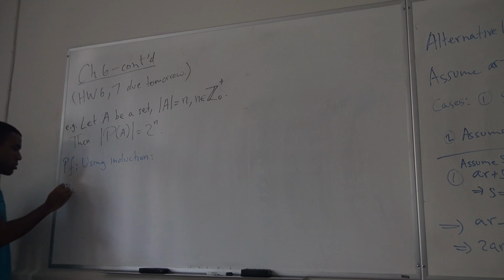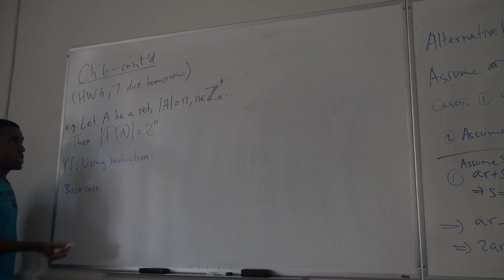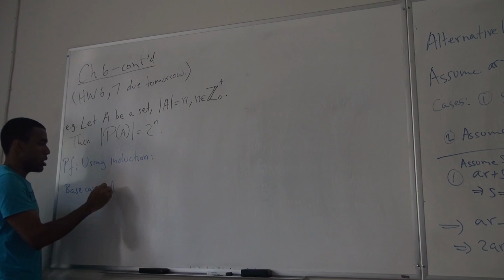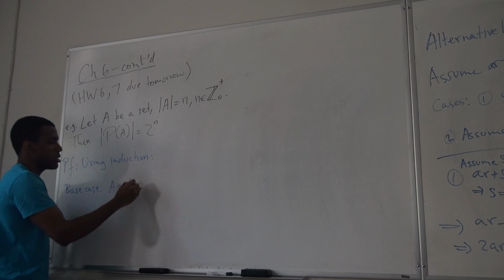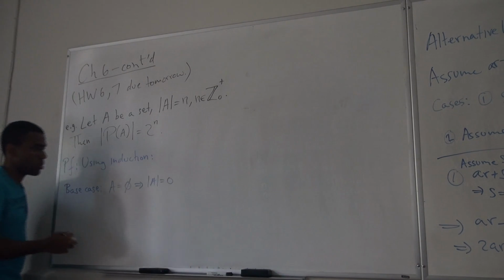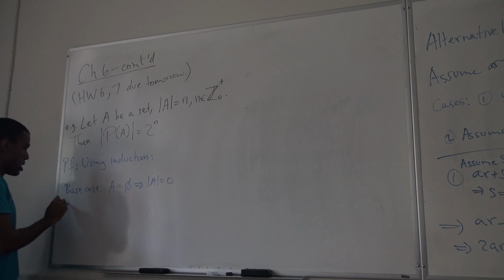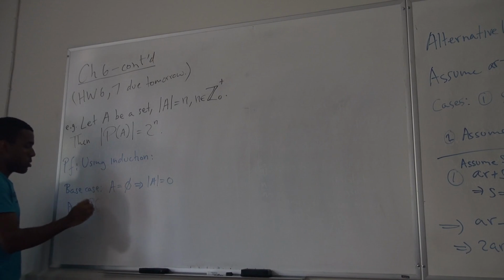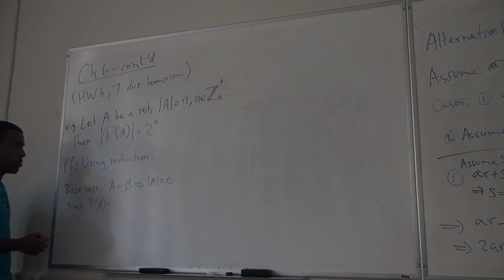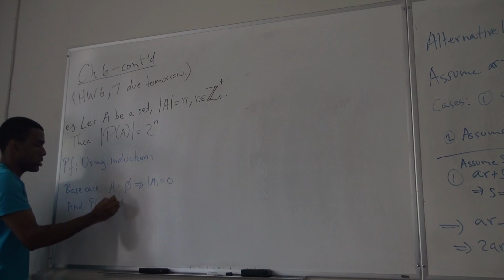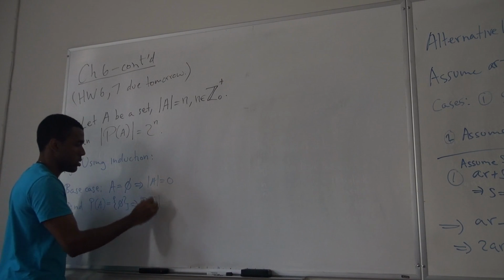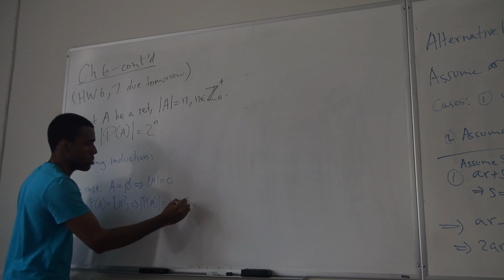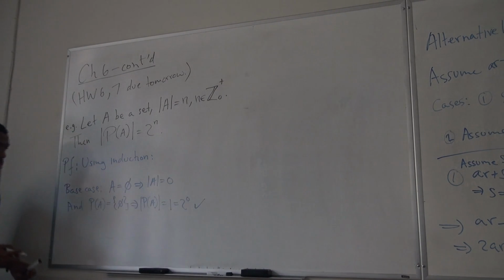The base case? Right, which is n is 0, right? So if n is 0, what is A? If A is the empty set, this means the size of A is 0. It's the only set with the size of 0. And the power set of A would be what set? Just the set containing the empty set, which means that the size of the power set is 1, which is 2 to the 0. Right? So the base case checks out, right? When n is 0, the size of the power set is 2 to the 0.